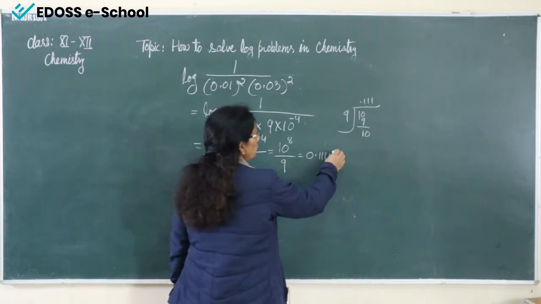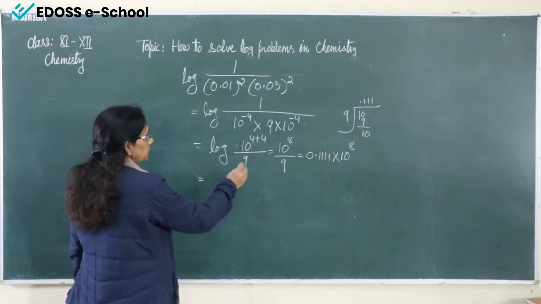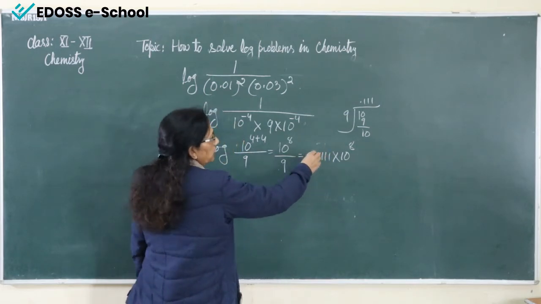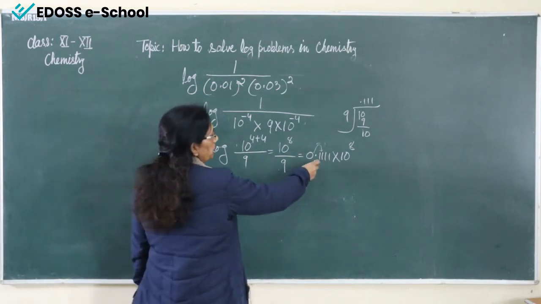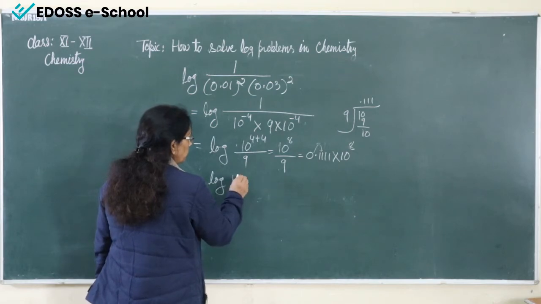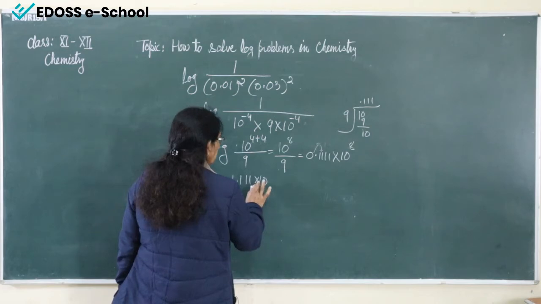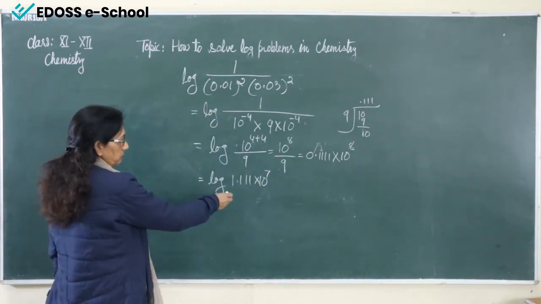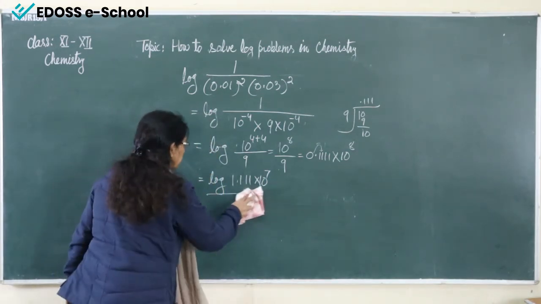0.1111 into 10 raised to power 8, or this we can write, this is equal to log, we can shift this decimal one place here, okay, so that the number should become greater than 1. So this will become log 1.111 into 10 raised to power 7. Okay. Now the question is very easy. Now how will we calculate it?